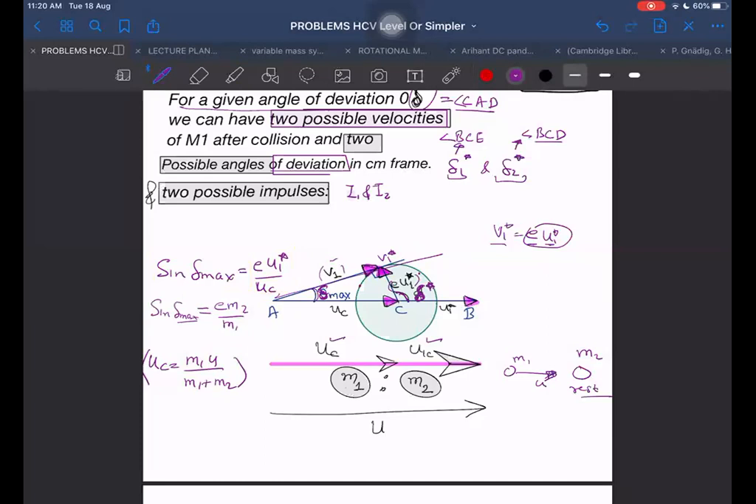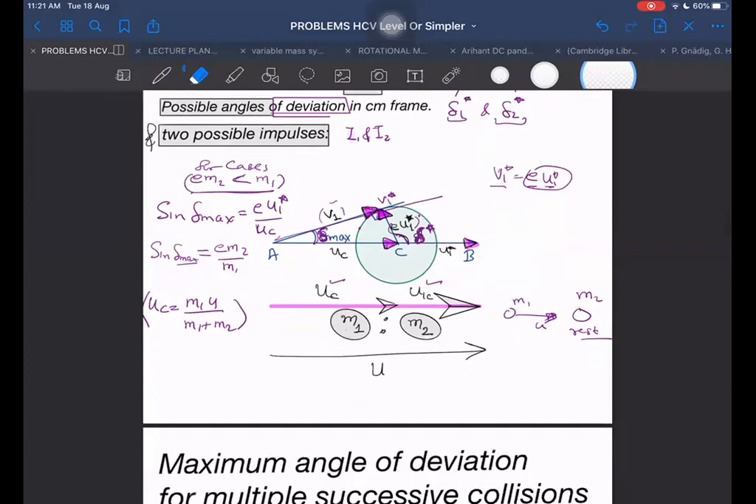What could be the maximum possible angle of deviation? Can I take E into M2 by M1? It is valid for the case of target at rest, when E into M2 is less than M1. Otherwise, you can see clearly that sine of delta max cannot become more than 1. Sine of these angles will always be less than 1. So it is valid only for the case when E into M2 is less than M1. It is not valid otherwise. Is it okay? So only then will this relation be valid, only for that particular special case.